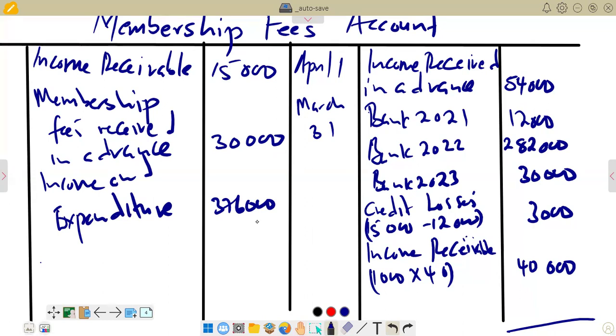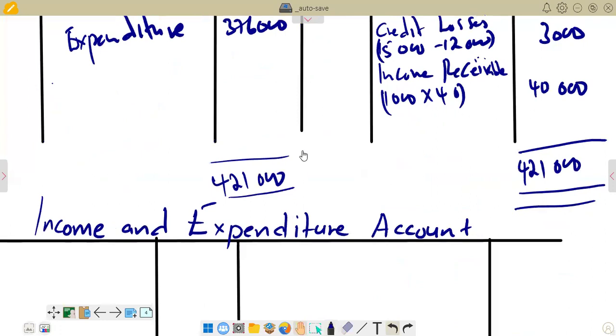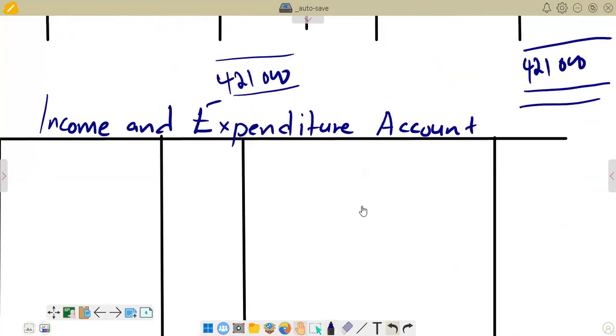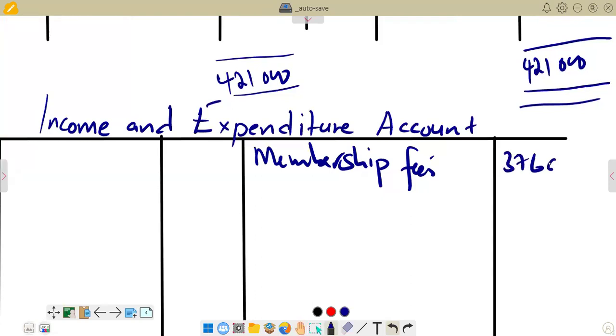So if we are debiting the membership fees account, we are going to credit membership fees. So we are going to credit the income and expenditure account. So we go to the income and expenditure account. This is the second part of our question. It's here. So we are now coming to the credit side, and now we are seeing membership fees. So it just comes here straight away, put that figure, 376,000. So this is an income and expenditure.